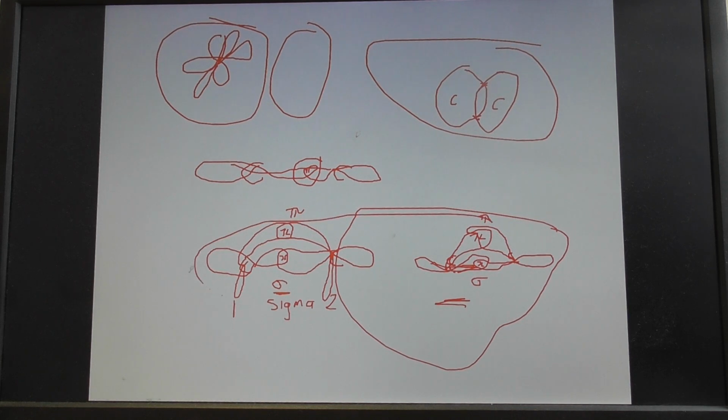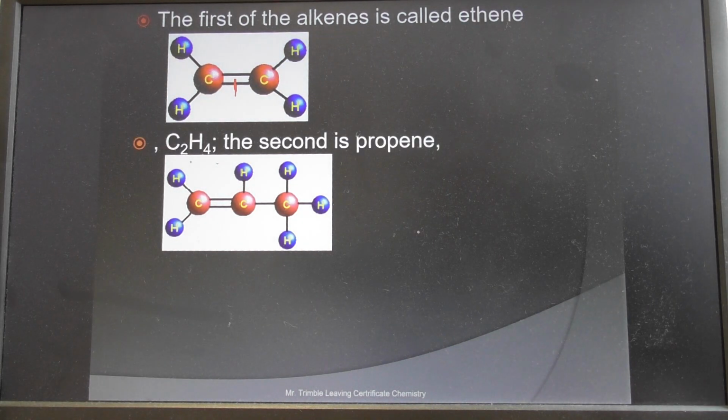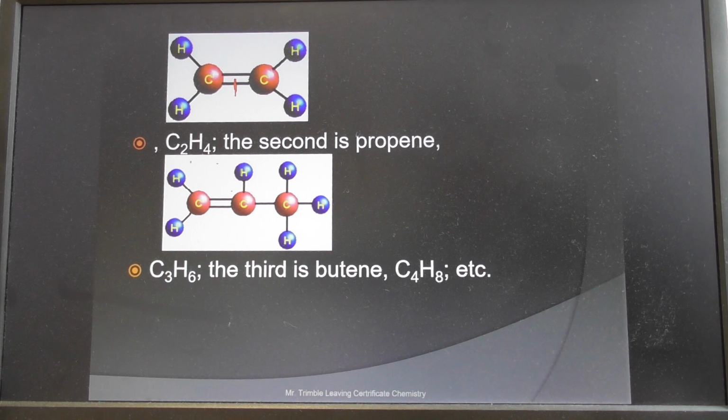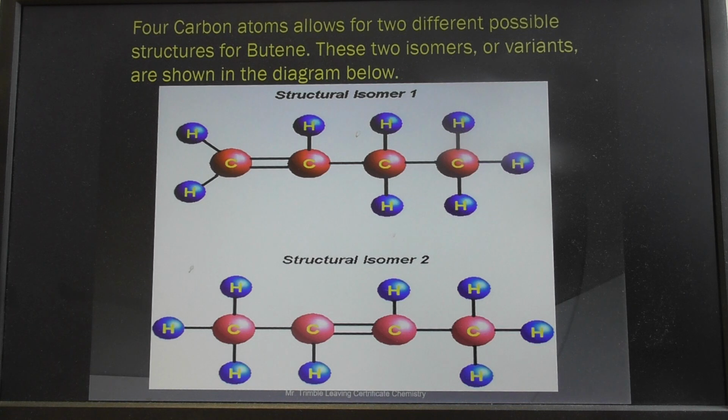And that is a really important thing. I mean, that's a lot in this video. If you understood and you could draw the overlapping of p orbitals, that would be very strong. The first alkene is called ethene, as we said. The second one is propene, butene. These become quite repetitive now, and the worksheet will help you do this. The 4 carbon atoms allow for different structures. If you look at this one, there's 1, 2, 3, 4. You see, you could have a double bond there, or you could have one here.